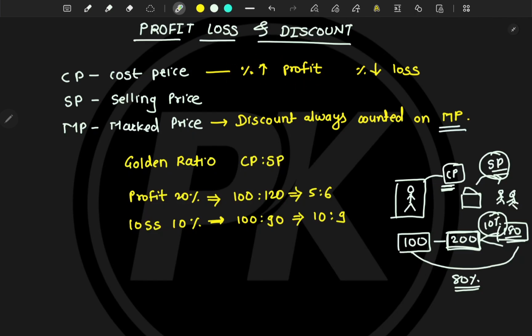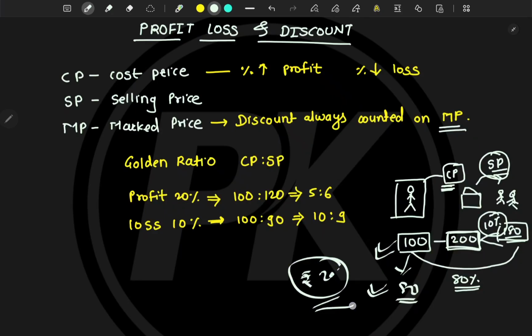But let's say you are closing down the shop and you are selling at whatever loss, let's say you are selling this product at 80 rupees. You yourself bought it at 100 rupees and now you are selling at 80 rupees. That means there was a 20 rupees loss, right? There is a 20 rupees loss and your cost price is reduced, right?